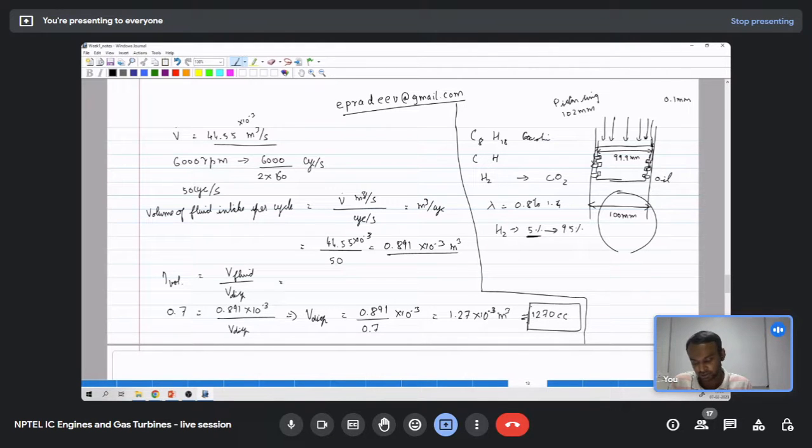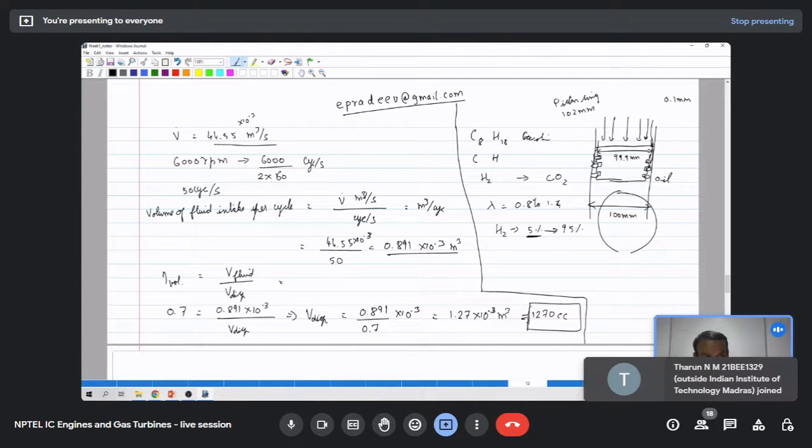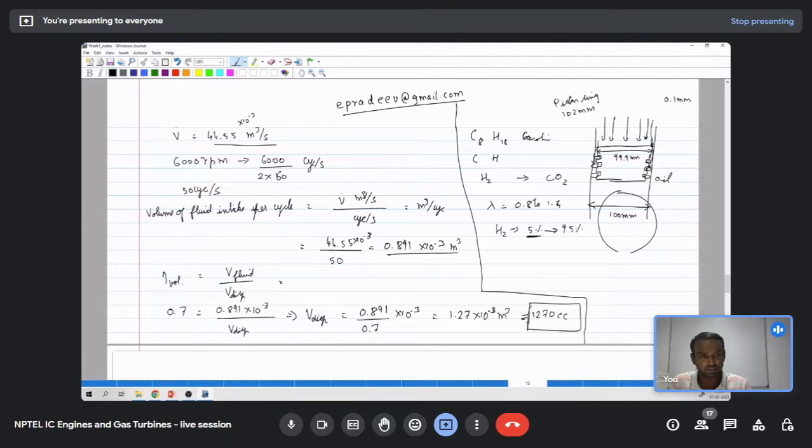Now we have been given the volumetric efficiency. Volumetric efficiency is the volume of the fluid that is going in divided by the displacement volume. So we can calculate the displacement volume using these values. That is 0.891 divided by 0.7 into 10 power minus 3, which is 1.27 into 10 power minus 3 meter cube. So this will be 1270 cc.